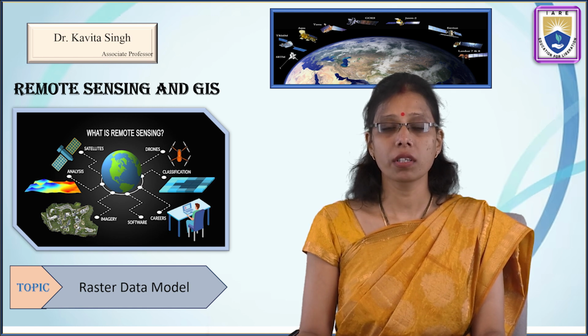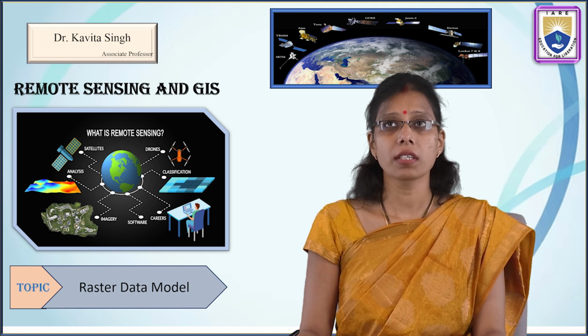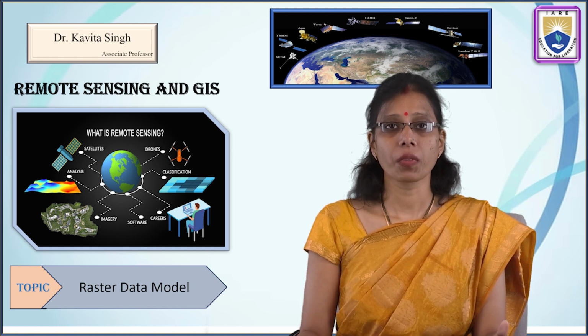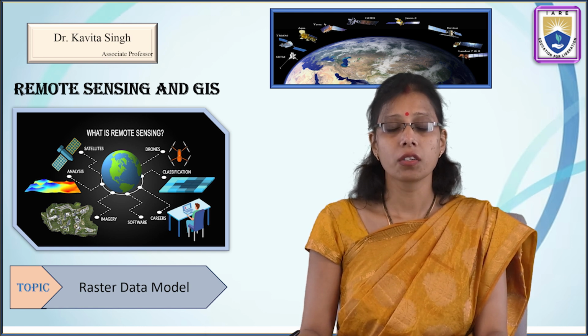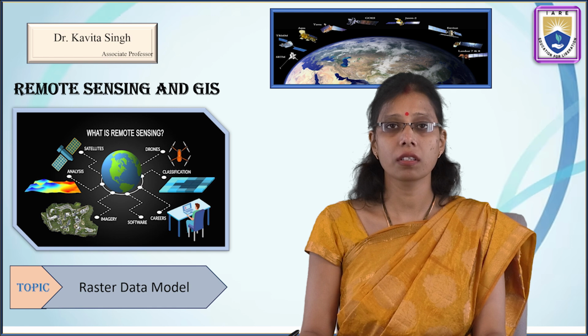So today we are going to discuss a topic called the raster data model. So what is the raster data model? Till now we have discussed in the previous lecture about spatial data, non-spatial data, raster data, vector data. Raster and vector, we already know what is raster and what is vector. If you remember, raster data is the data which is represented in the form of a grid format, and the vector data is the data which is represented in the form of point, line and polygon.